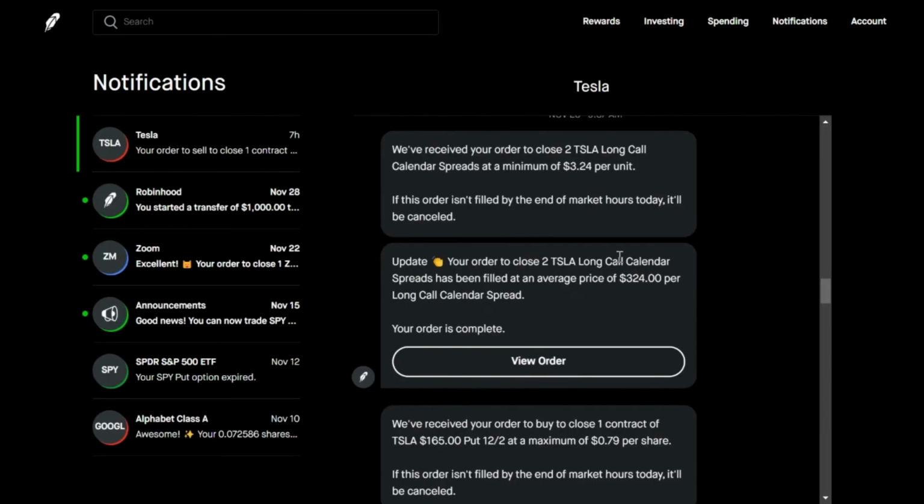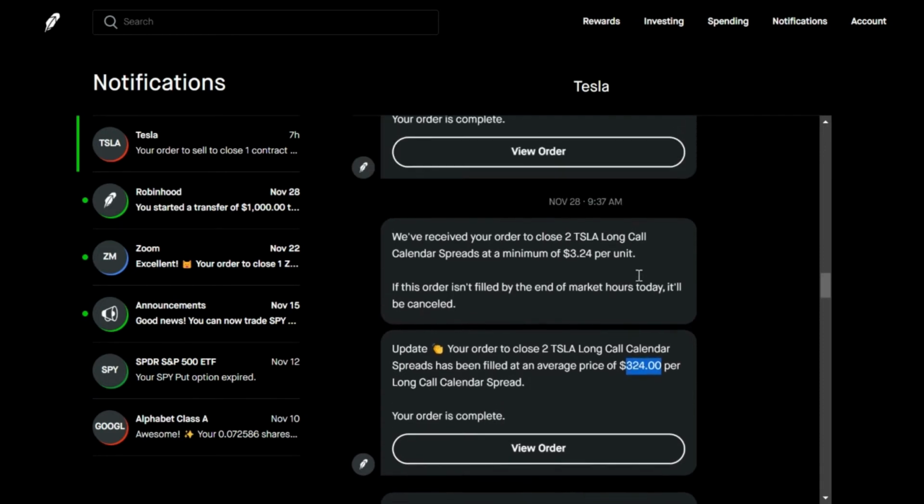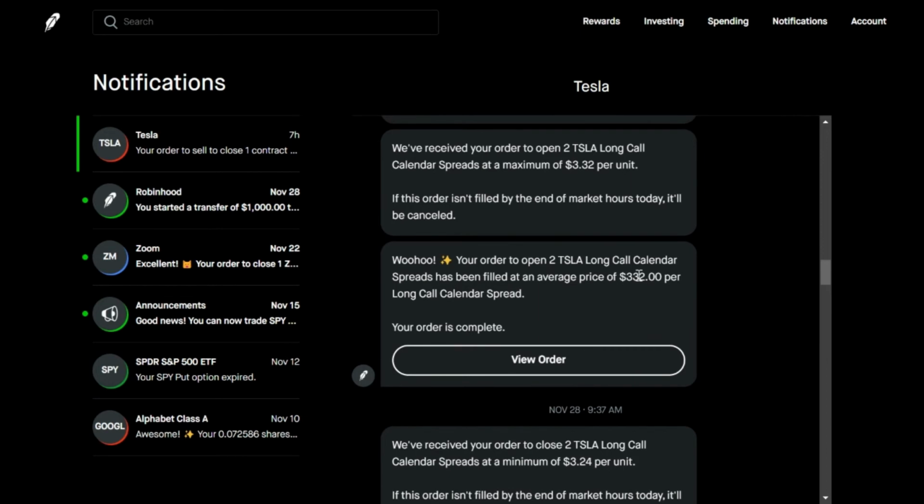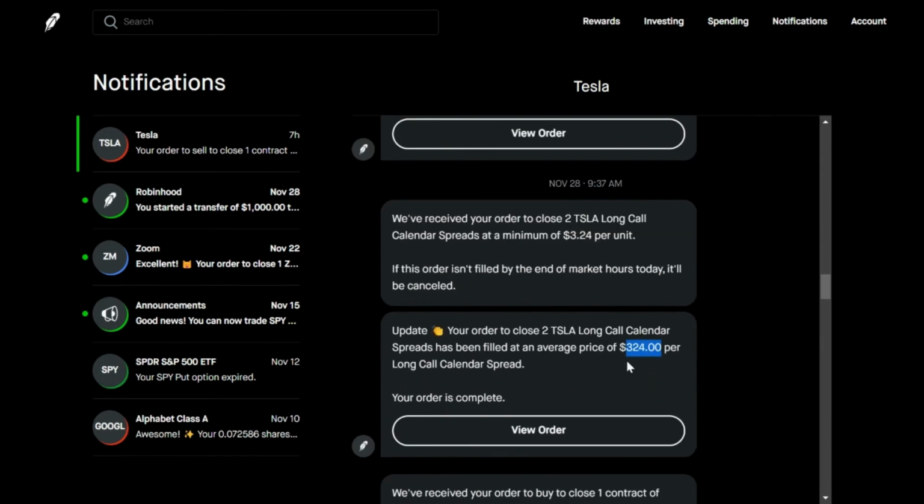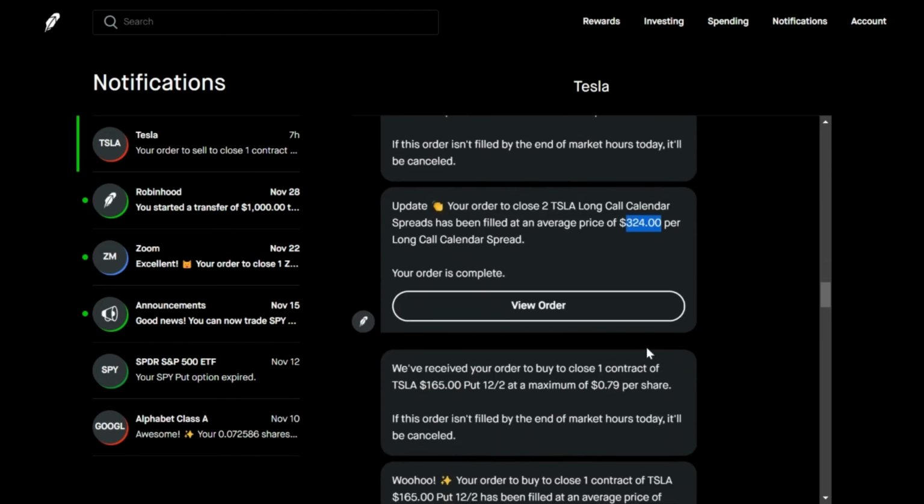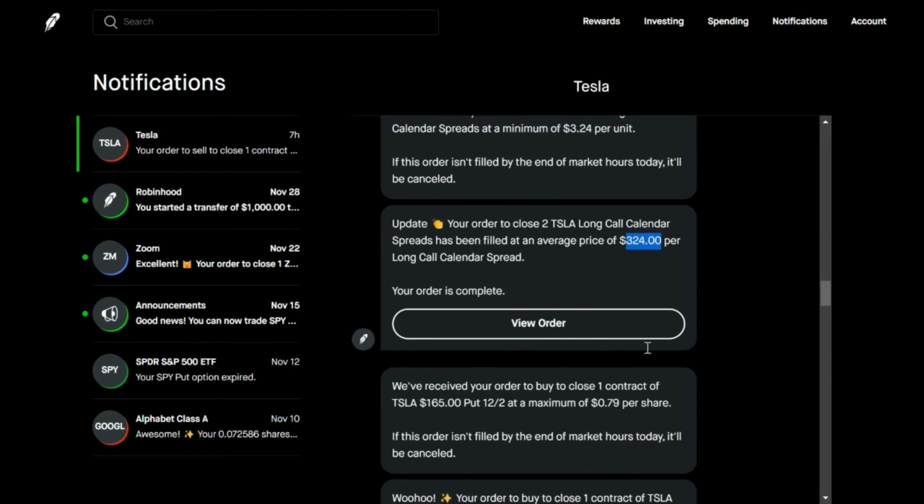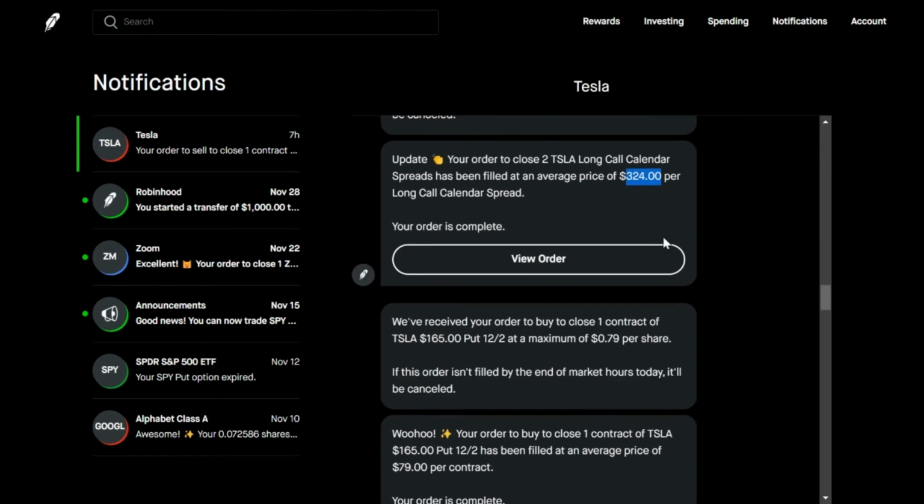Yeah, so I split the two call calendar spreads. I sold at 324. I bought it for 337, I think. 332. So $8 loss on two, so around $16 loss. I sold the call calendar spread.